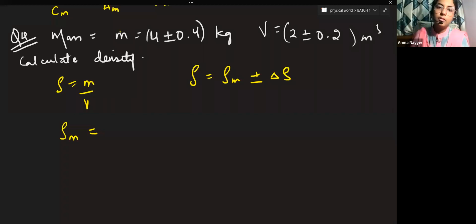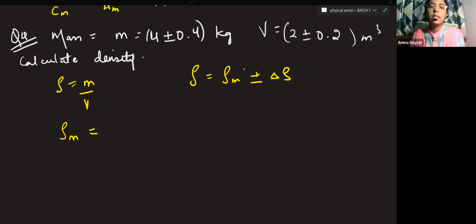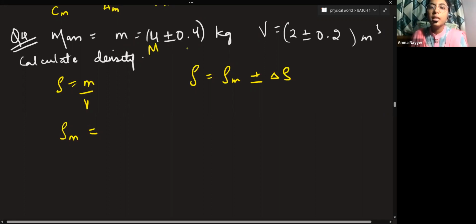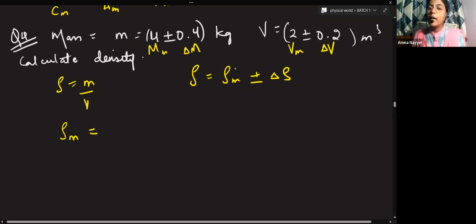Now, can you tell Arnav? Yes, Arnav, now try. Ma'am, is it 2? It will be 2, definitely. Aram, see. Arnav, you also listen. From here, what is the mean value? See, this is mm. This is delta m. This is Vm. This is delta V. That's how we write. Wherever you get the question, firstly write down this. To calculate rho m, we need mm divided by Vm. Mm is 4, Vm is 2. So this will be 2.